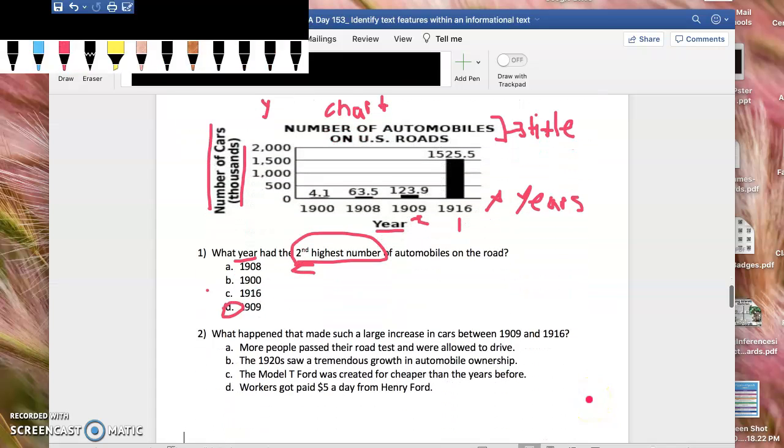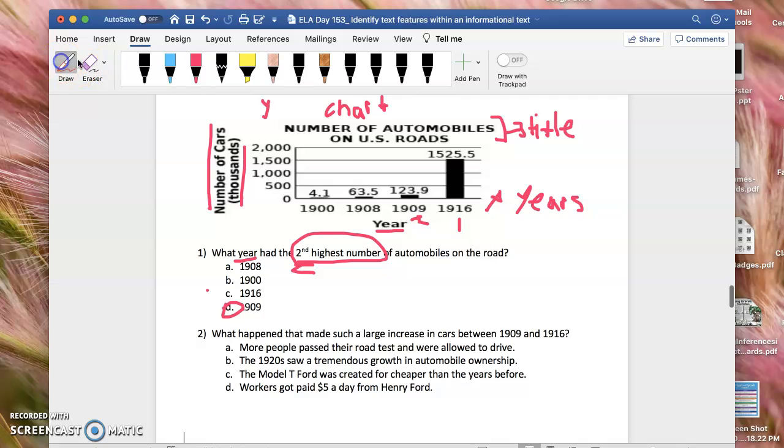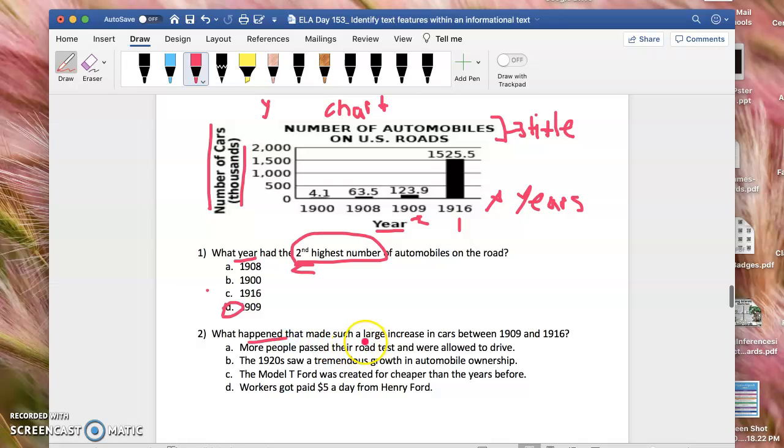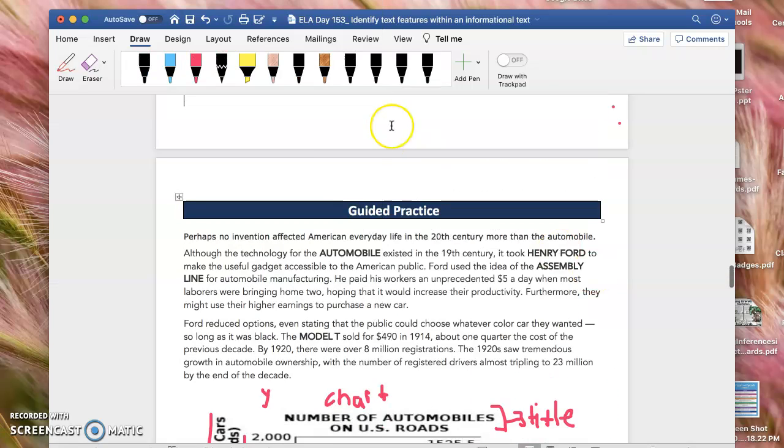Now, let's go to number two. What happened that made such a large increase in cars between 1909 and 1916? So this graph doesn't tell us what happened. We actually have to go back to the text and read to figure out what happened between 1909 and 1916. So you guys should have read the text yourself, and you should have been able to pick out that information while you were reading. And so I'm going to go back to the text where it talks about what happened during that time.